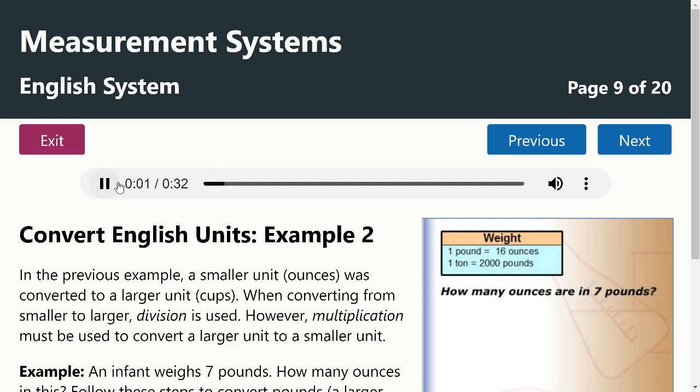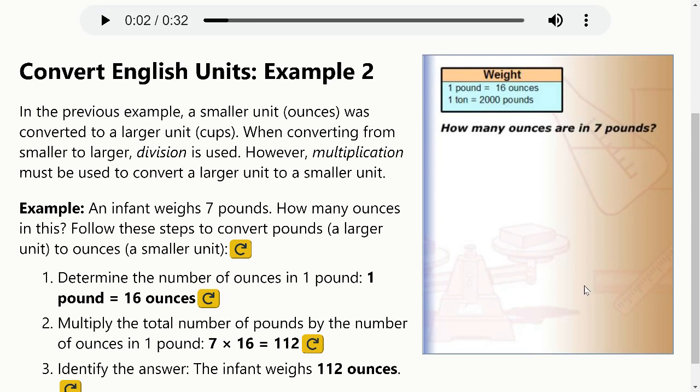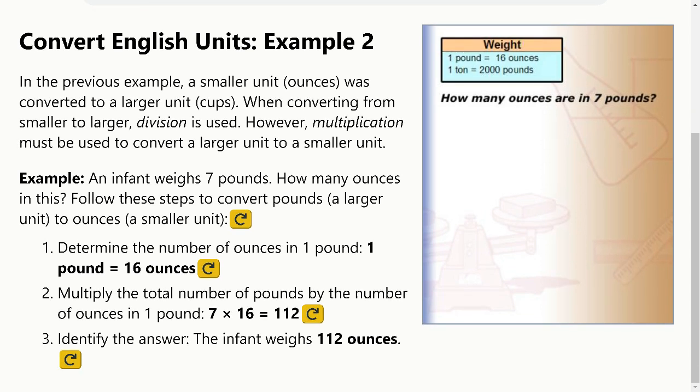Convert English units. All right, another example. In the previous example, a smaller unit, ounces, was converted to a larger unit, cups. When converting from smaller to larger, division is used. However, multiplication must be used to convert a larger unit to a smaller one. So you have an example: you have an infant that weighs 7 pounds. How many ounces is that?